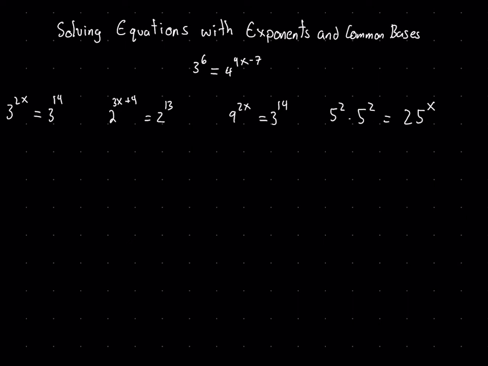Solving equations with exponents and common bases. The first thing you want to make sure is that they do have common bases. So let's use this as an example here. These two do not have common bases, the left side and the right side do not. And you cannot reduce one side in order to get the same base as the other, which means that this cannot be solved using the methods we're about to show.